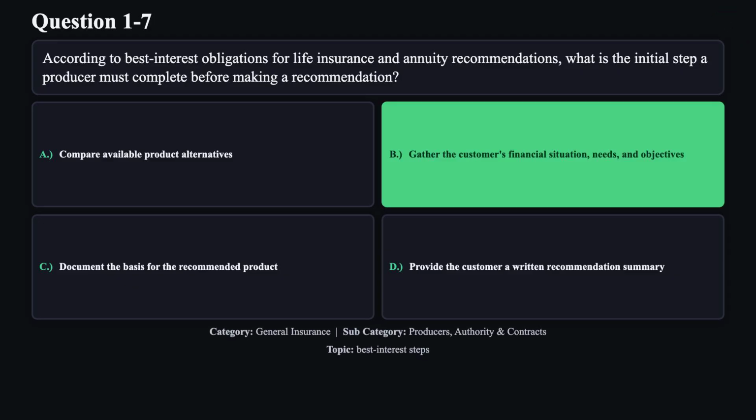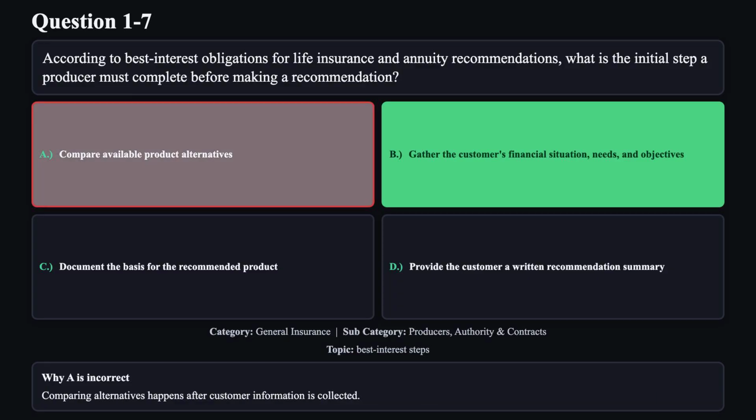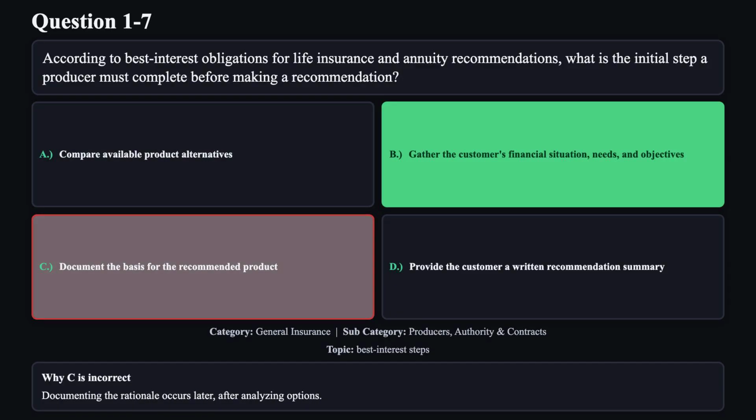The correct answer is B. The best interest standard requires first obtaining the customer's financial profile, needs, and objectives before any analysis or recommendation. Reason A is not correct. Comparing alternatives happens after customer information is collected. Reason C is not correct. Documenting the rationale occurs later, after analyzing options.